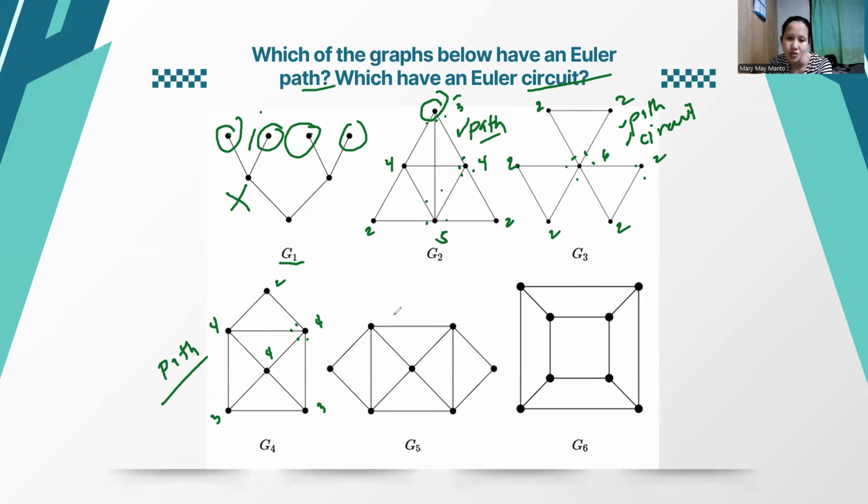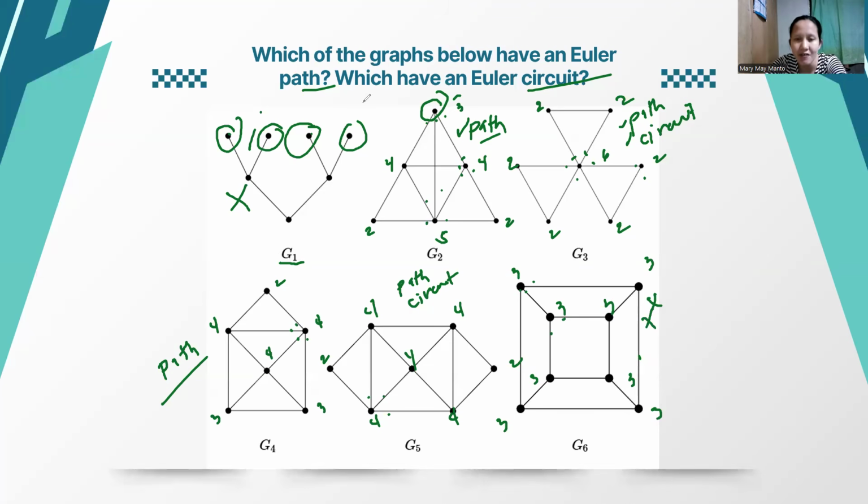So for graph number 5, 2, 4, 4, 2, 4, 4, and 4. All vertices are even. Therefore, it has an Euler path and it has an Euler circuit as well. How about this one? 1, 2, 3. 1, 2, 3. I think all the vertices are odd. Meaning to say it has no Euler path and of course no Euler circuit as well.